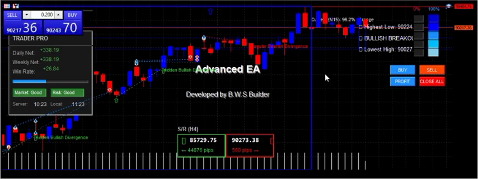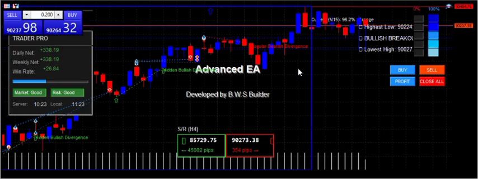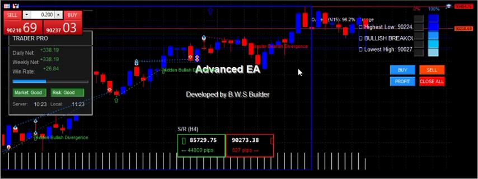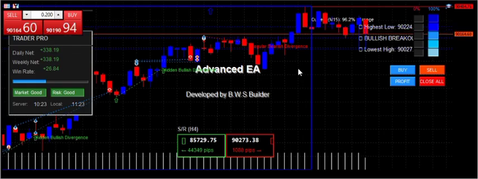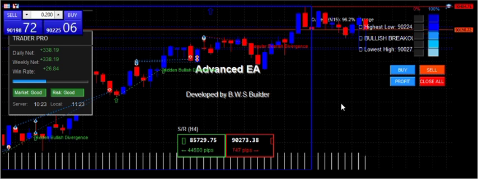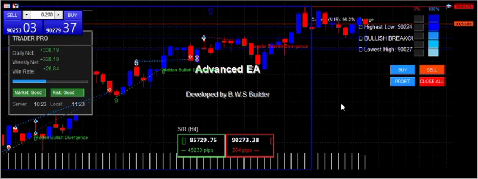Now, what other functions? It trades with the breakouts. It's two different breakouts. It trades with support and resistance. It trades with trend lines and it trades also with our divergence. Now, these are not indicators. There is no indicator on this chart. These are all integrated in the expert advisor.